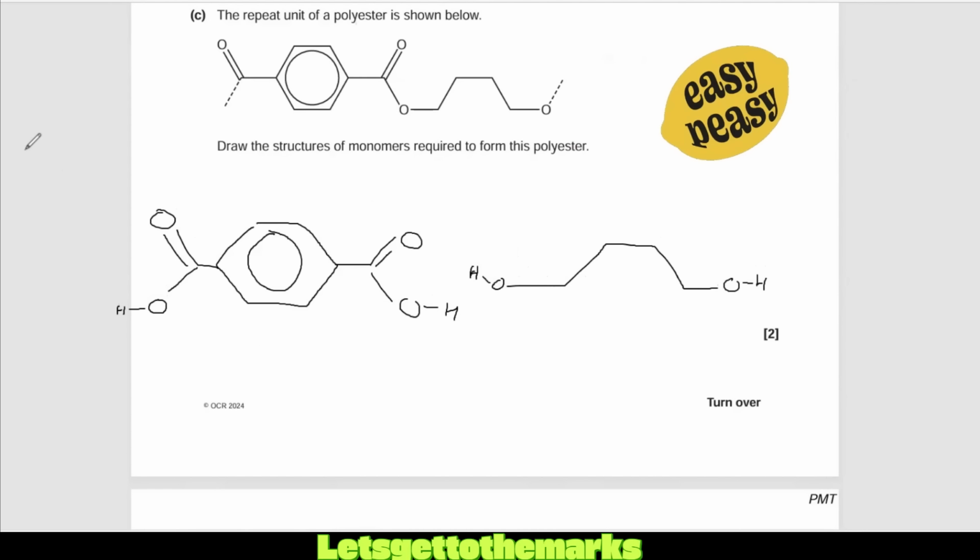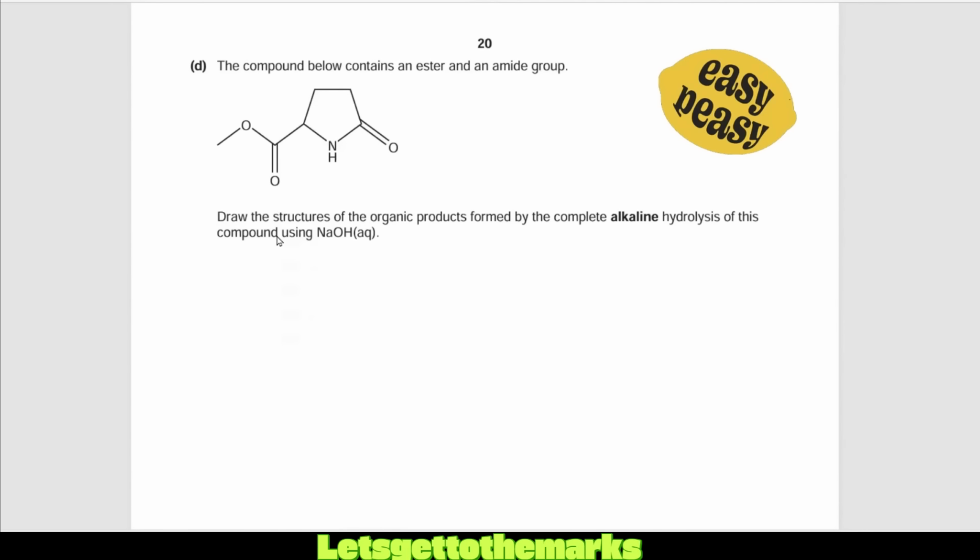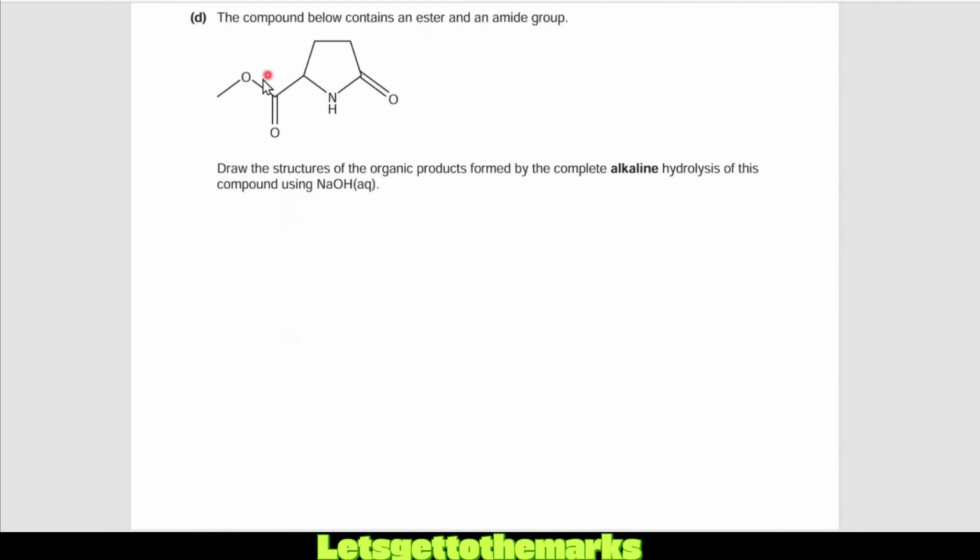Easy peasy, lemon squeezy. Okay, now this last question is a bomber. So this one is super hard. D, the compound below contains an ester and an amide group. So don't punch yourself in the face. You make mistakes here.